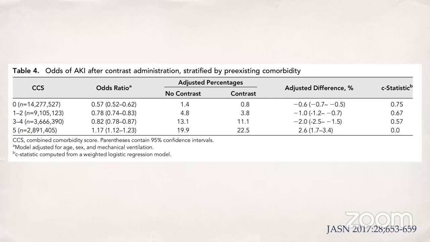One of the things that probably wasn't surprising in their study was that people who were sicker tended to be more likely to have acute kidney injury. So this was the combined comorbidity score in the column on the left. And what you see in the adjusted percentages of acute kidney injury in the center is that the higher your combined comorbidity score, the more likely you were to get acute kidney injury, whether you did or didn't get contrast. So one suggestion is that the development of acute kidney injury that we see in people who apparently get acute kidney injury secondary to contrast is just an indication of their physiologic fragility.